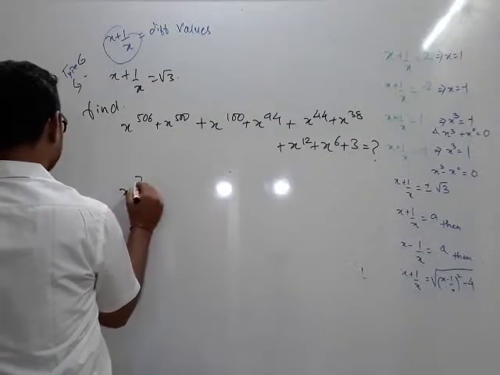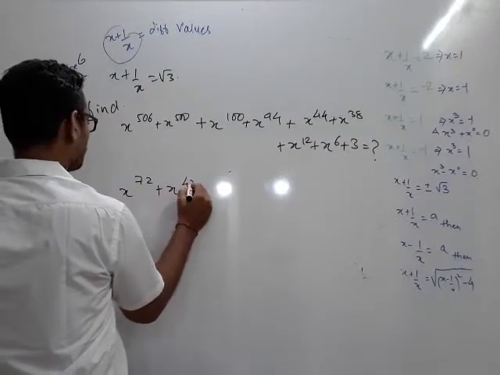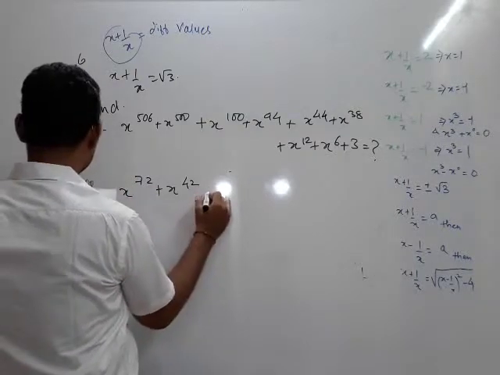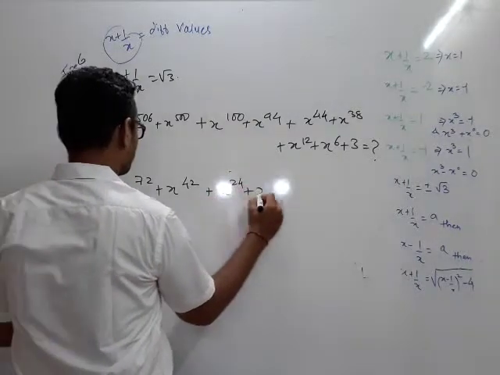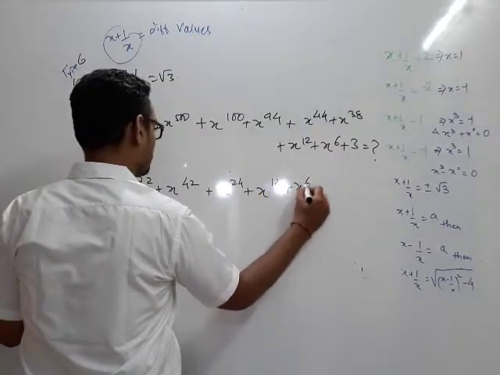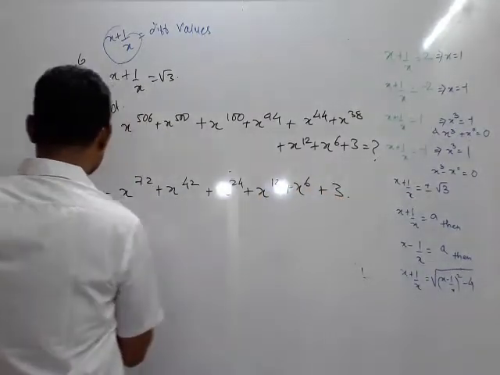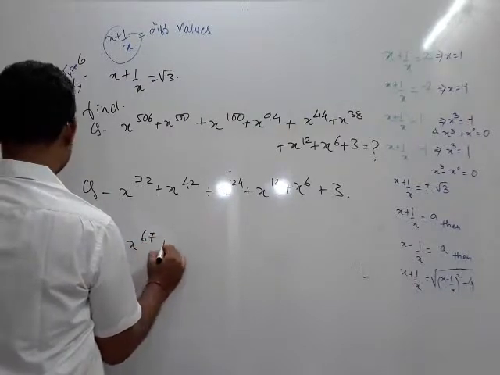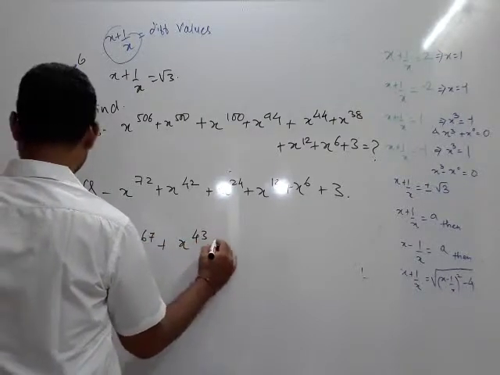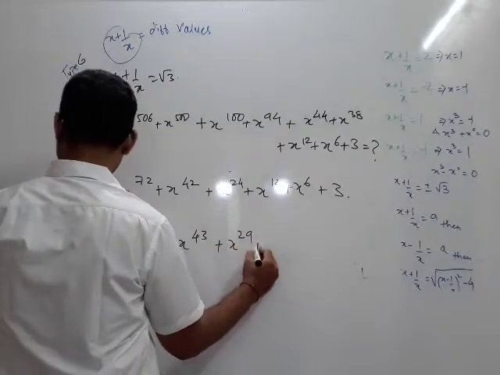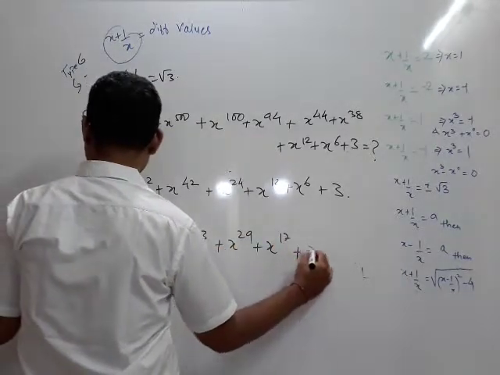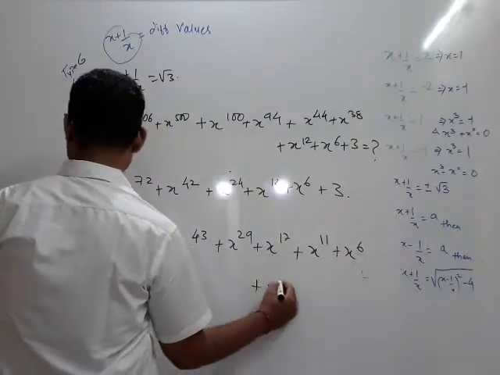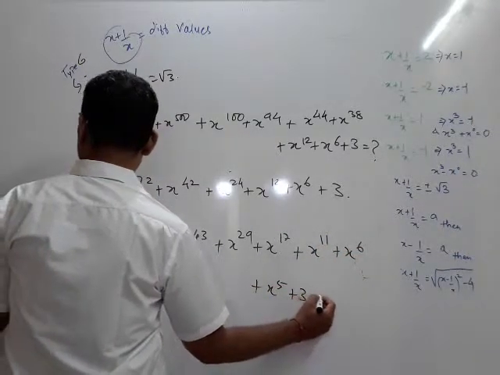Similarly, x raised to 72 plus x raised to 42 plus x raised to 24 plus x raised to 12 plus x raised to 6 plus 3 is what? This is another question. Another question, x raised to 67, x raised to 43, x raised to 29 plus x raised to 17 plus x raised to 11 plus x raised to 6 plus x raised to 5 plus 3 is what?